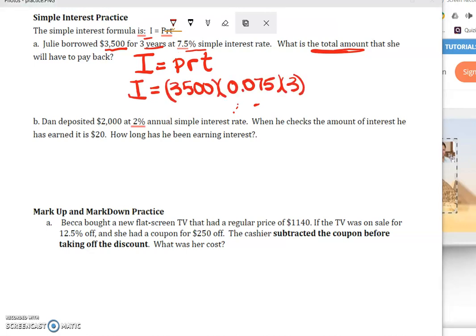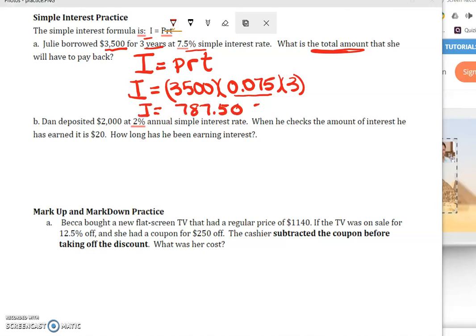So I put all the parts in from the word problem, and notice when I put in the 7.5%, I change it to a decimal by moving the decimal 2 places to the left. And then I'm going to just put that in the calculator and get my interest of, you could do it too. I have the interest being $787.50.